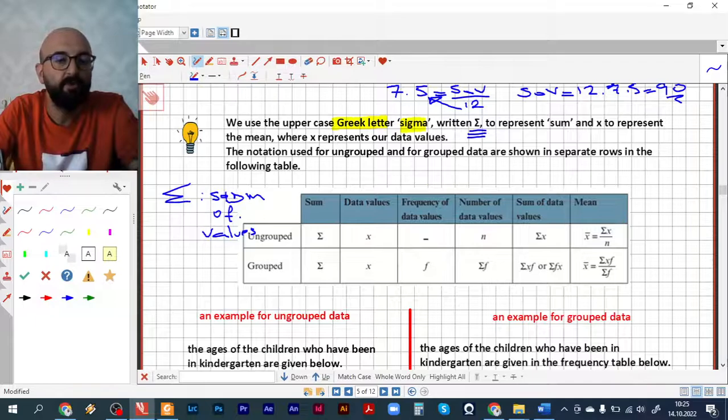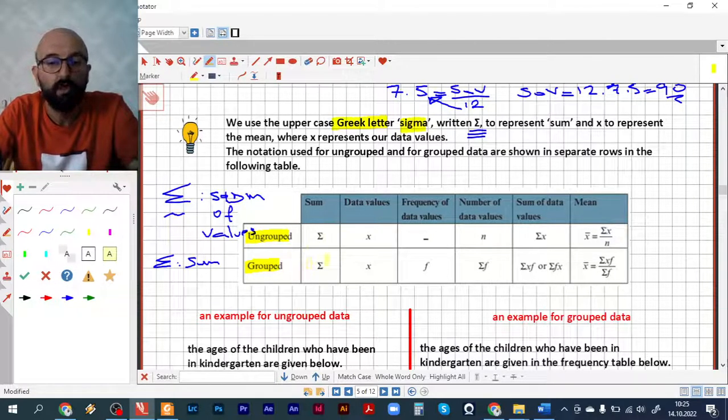So if you see this symbol, it means sum. This symbol represents the sum, and x̄ represents the mean, where x represents our data values. The notation used for ungrouped and for grouped data are shown in separate rows in the following table. If you look at this table, we have ungrouped data and grouped data.